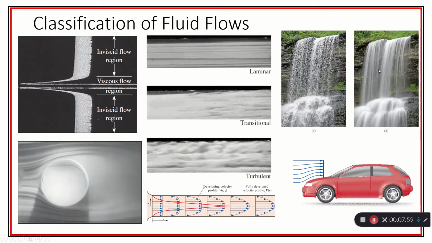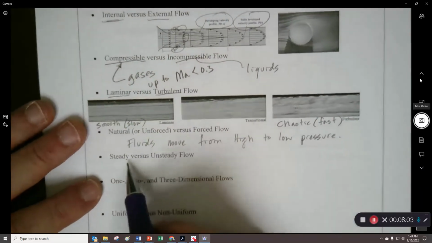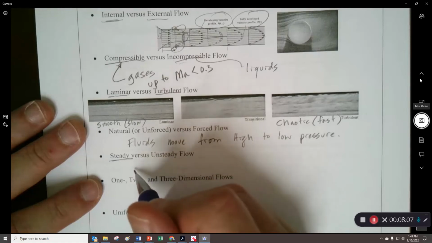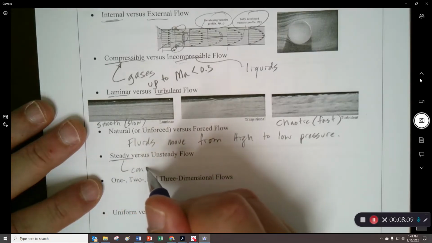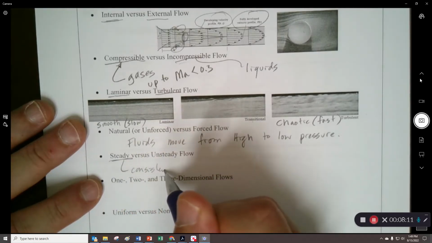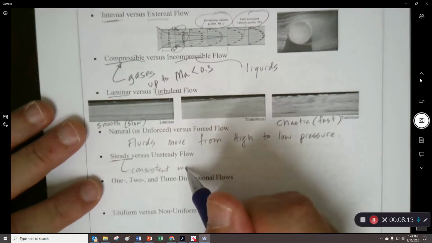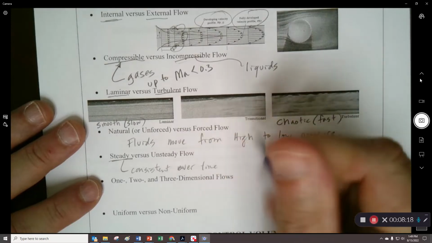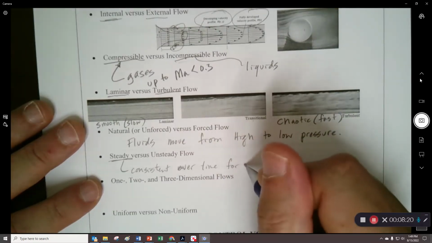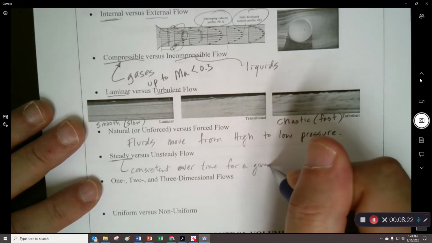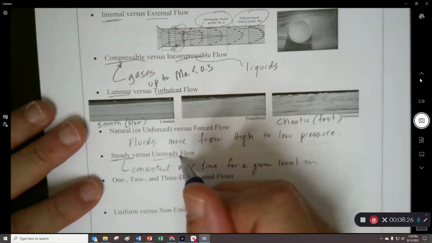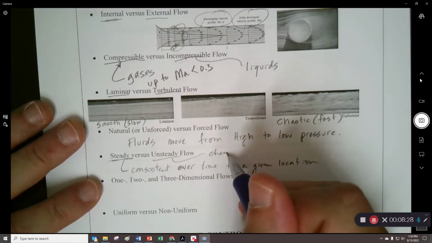But the main definition that you would want to think of is that steady occurs when it's consistent with time. Consistent over time for a given location. Whereas unsteady, it changes with time.